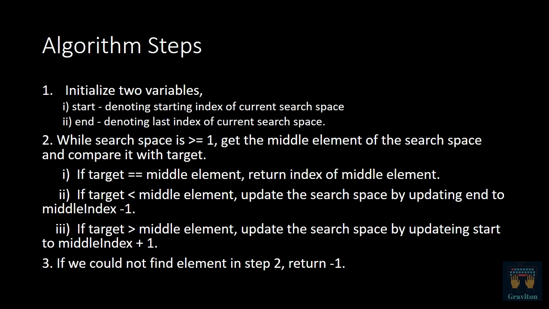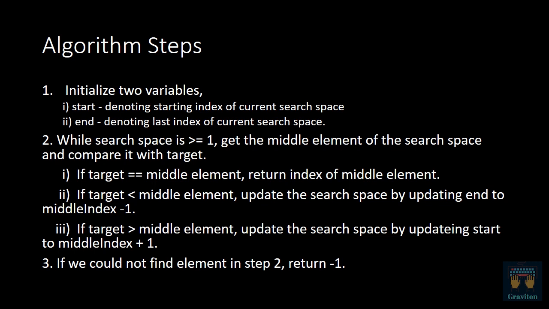So I would recommend that you pause the video here, look at the steps, and then implement it yourself. It is very, very easy. So the algorithm steps are: to maintain the search space, we will initialize 2 variables. One is start, denoting the starting index of the current search space, and another one is end, denoting the last index of the current search space.